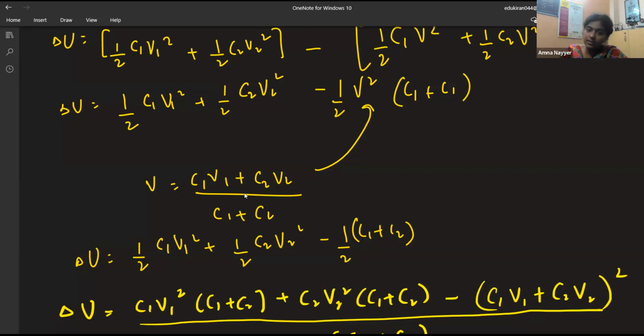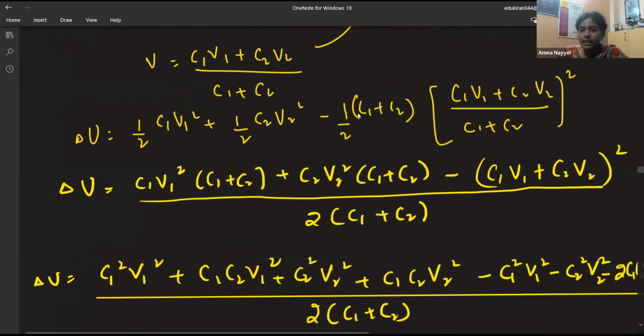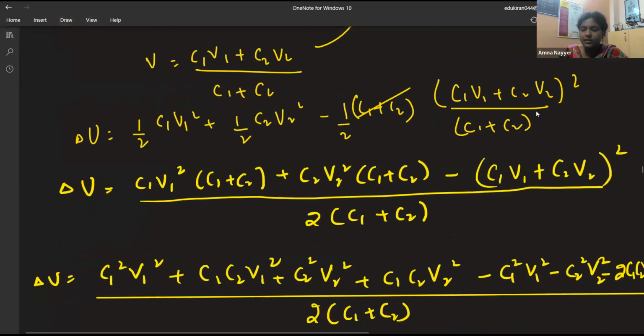So V is C1 V1 plus C2 V2 by C1 plus C2. So what would I do? I'll square this entire term. This is what I have. Right, class? Now see, this with the square of this, let me write both the squares separately. This is getting squared, and this is also having a square. So this quantity with the square of it will get cancelled. Now you are left with all these terms. We just have to simplify.